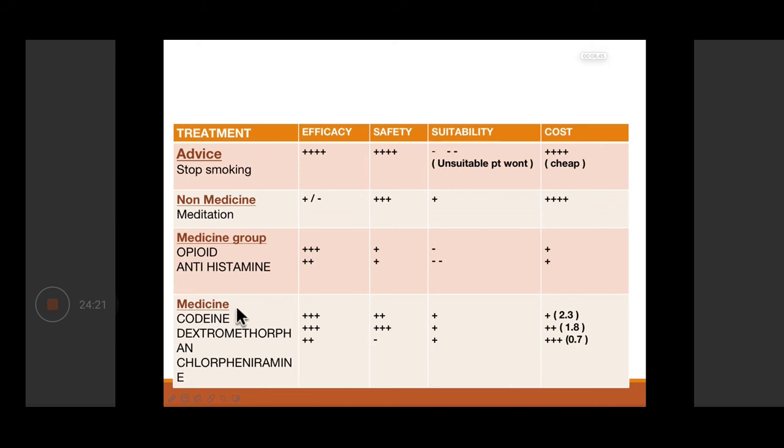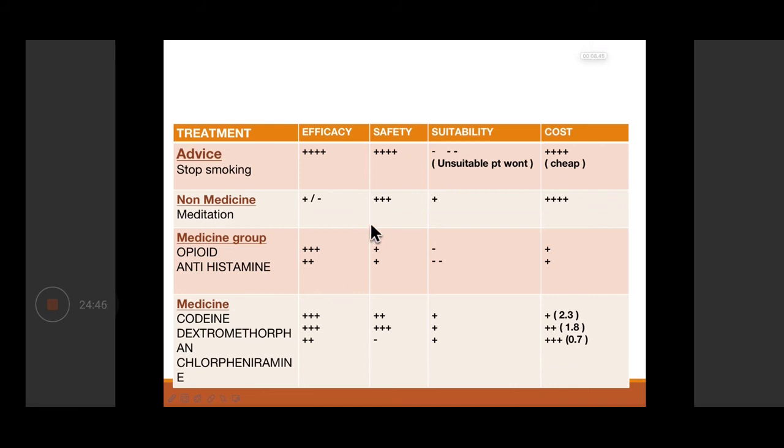Opioid cough suppressants. So what will you prescribe for the patient? Codeine or dextromethorphan, or an antihistaminic like chlorpheniramine. Then you have to look up the cost of these treatments. The cost has been seen and written down. The most inexpensive is chlorpheniramine, but you have to weigh other things also. So you have to give scoring.